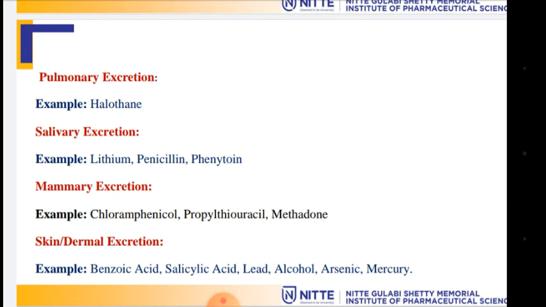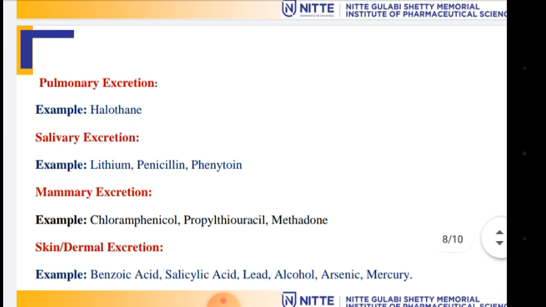Next, skin or dermal excretion. Drugs excreted through the skin via sweat follow pH. This can lead to urticaria, dermatitis, hypersensitivity reaction. Examples are benzoic acid, salicylic acid, lead, alcohol, arsenic, mercury.